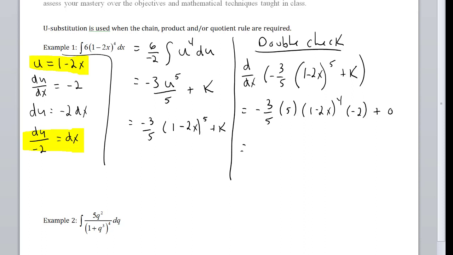And you can clean that up a little bit. You can see that the 5s will cancel, the negatives will cancel, and we get 2 times 3. And that's the function we started with. So it's kind of a close-the-loop idea: the antiderivative, and then you can go backwards to the derivative, and you should be able to see that you did it correctly.